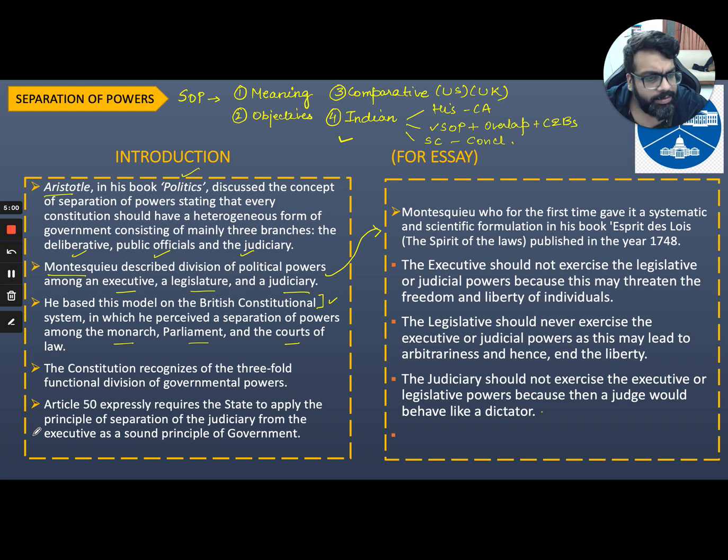Now, the constitution, as far as India is concerned, essentially gives you a threefold functional division of government powers. The constitution also, in the directive principles of state policy, makes sure that separation of powers is an aspirational objective for the government, though directive principles primarily talk about separation of the judiciary from the executive.